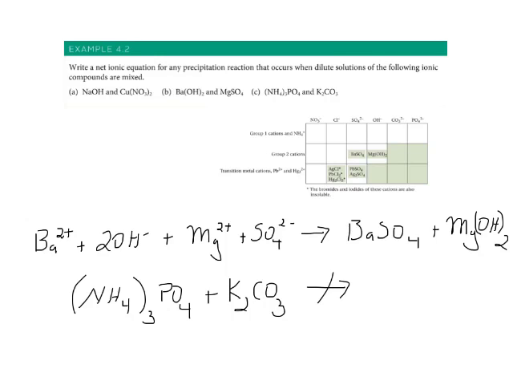In the next example, when I check and look at the solubility of the products, I would be looking at ammonium carbonate and potassium phosphate. Well, everything with potassium is soluble and everything with ammonium is soluble, so nothing happens. So we just refer to that as no reaction.